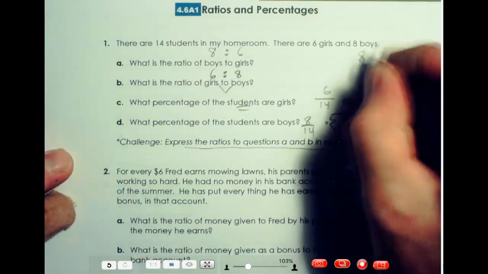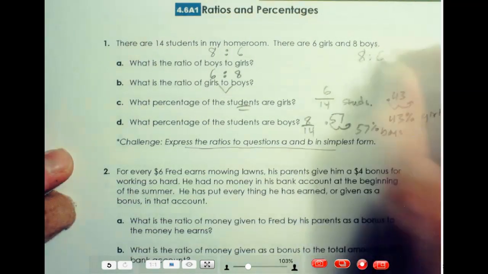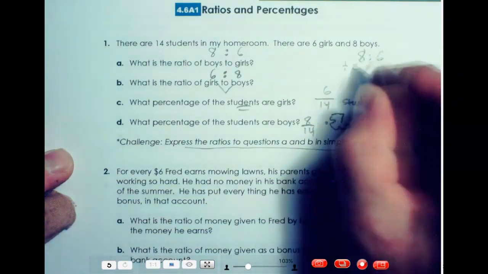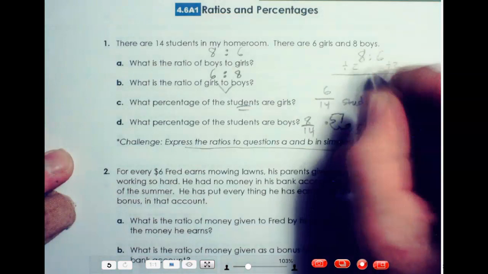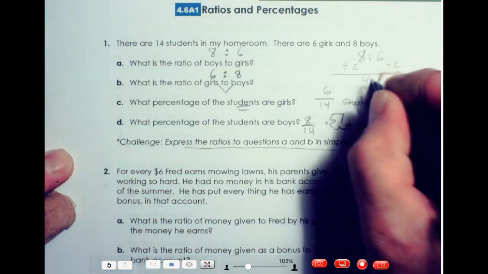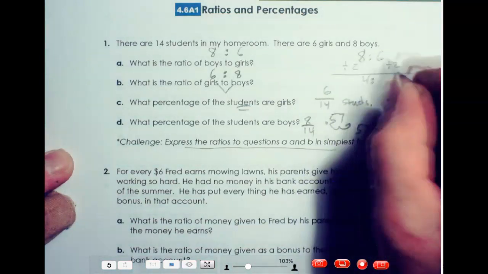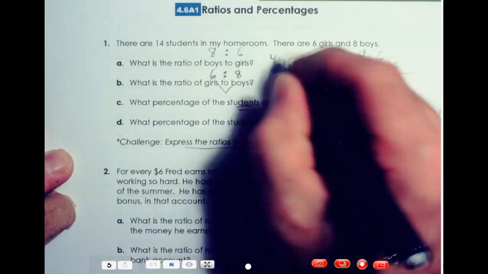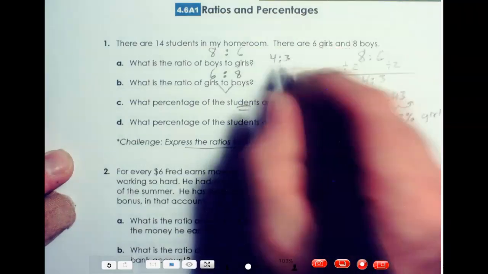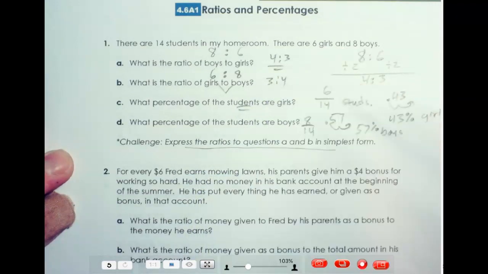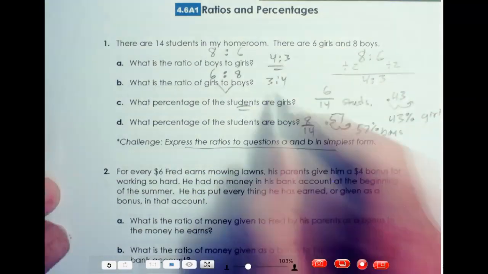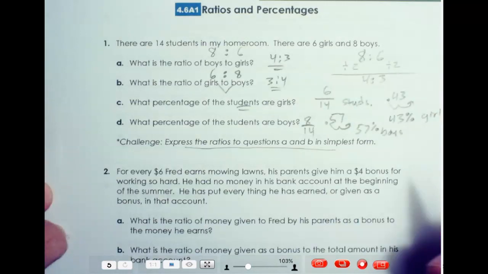8 to 6, we can divide both sides by 2 and reduce that ratio. 8 divided by 2 is 4. 6 divided by 2 is 3. So this could be written as 4 to 3. And this one could be written as 3 to 4. All right? Same ratio, just simplified. All right, let's take a look at this next question here.